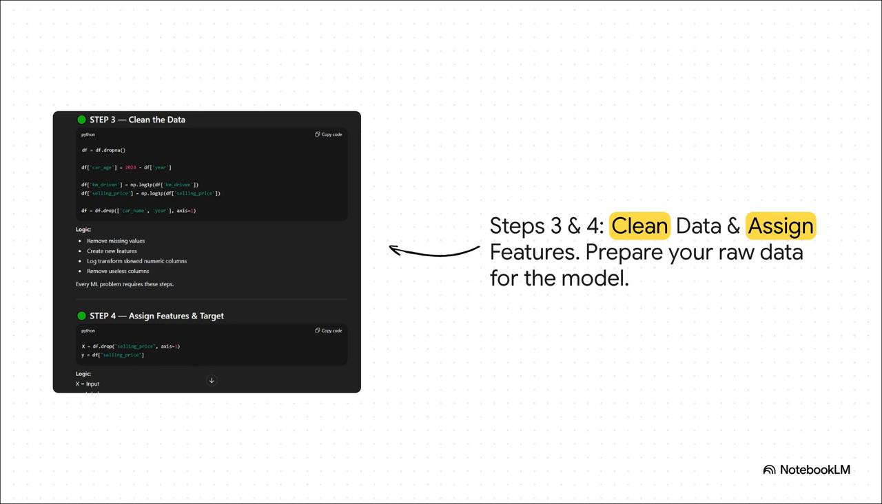Okay, next, we get into probably the most critical part of the whole process, data preparation. Step 3 is where you'll clean up all that raw data, and we'll dig into the why of that in just a second. Then, after it's clean, step 4 is about defining your goal. You split the data into X, which are all the features the model will learn from, and Y, the one thing it's trying to predict.